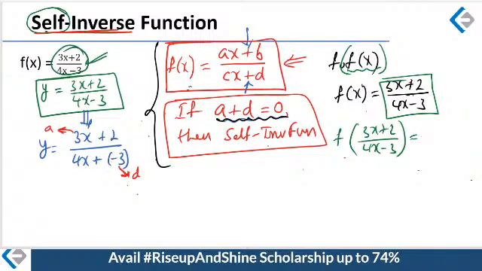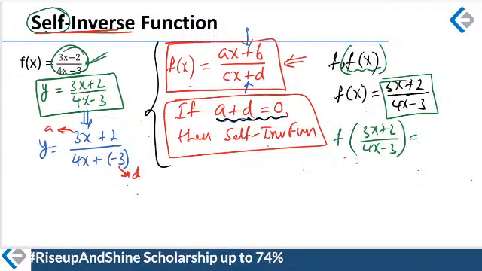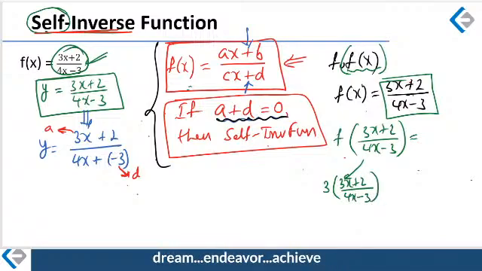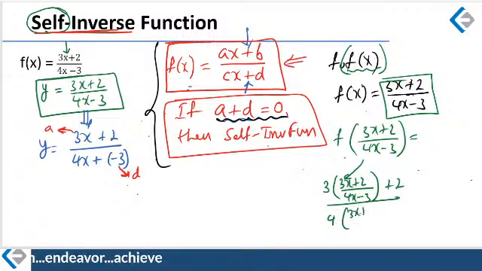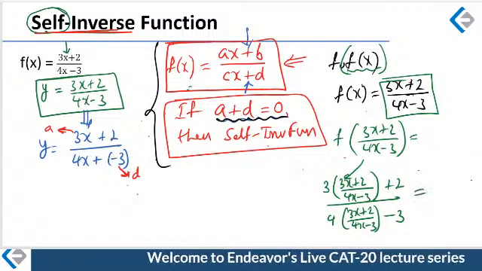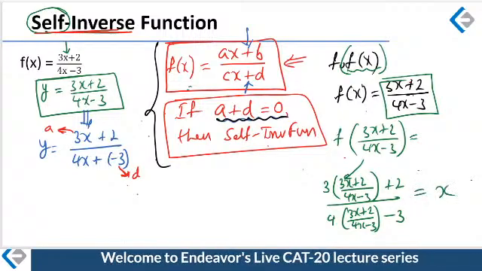How does it look? Therefore the output looks like 3 times, in place of x you should write (3x plus 2) divided by (4x minus 3), because there is an x here. In place of x, I am substituting it. Plus 2, divided by 4 times (3x plus 2) divided by (4x minus 3), then minus 3. You simplify this, you get the output as x.